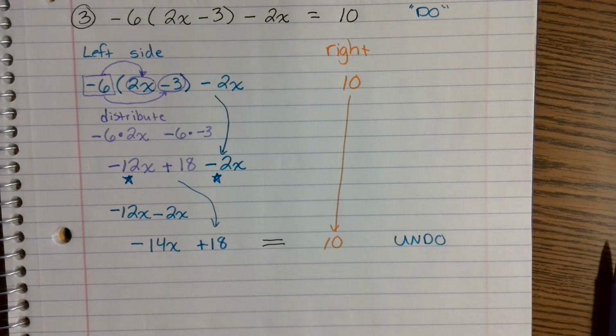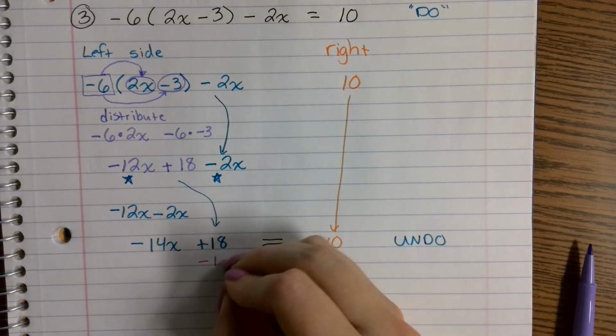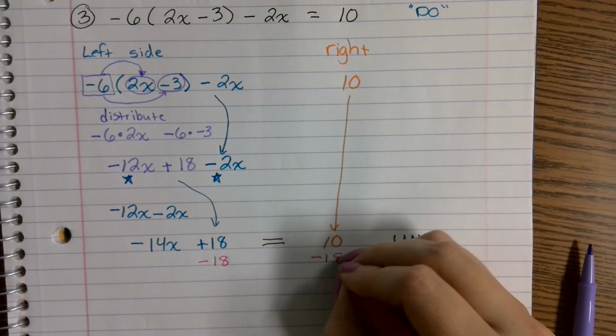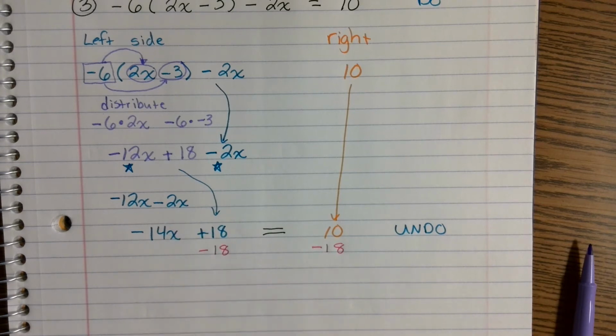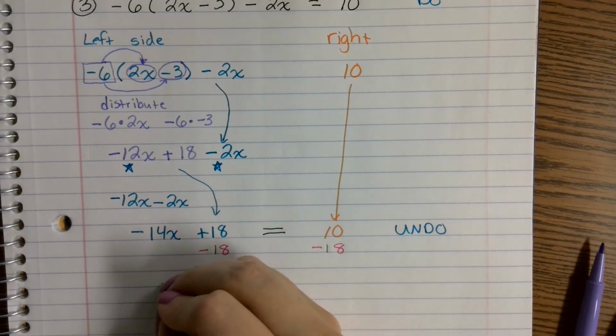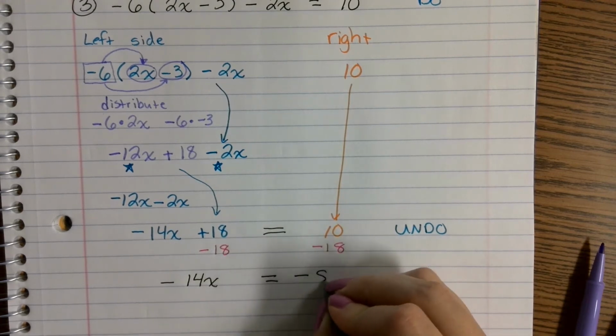Kingston, what's the first step to solving this equation? Try again. Yep, subtract 18. So we're going to subtract 18 from both sides. We got to get rid of those constants first. Subtract the 18 from both sides. That's going to leave me with negative 14x is now equal to negative 8.